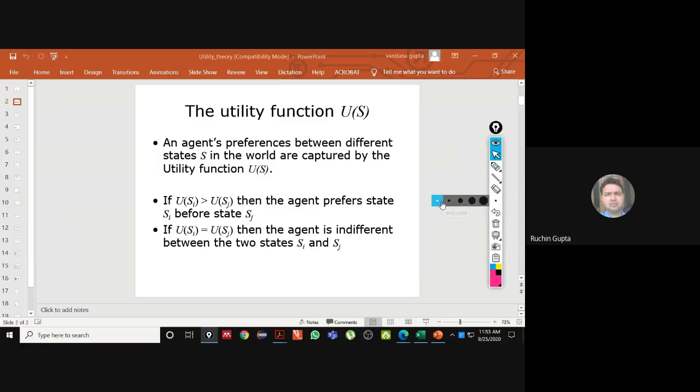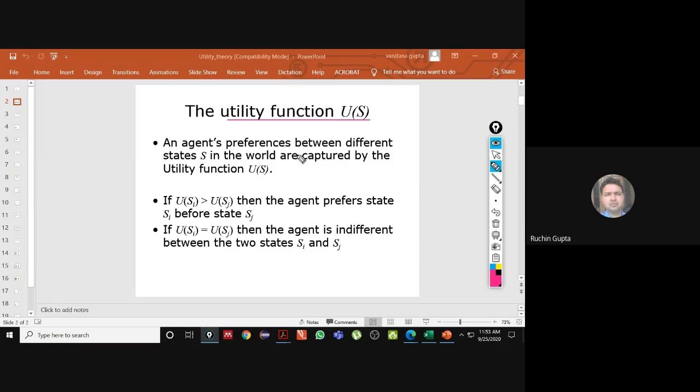So I have just explained the notion behind the utility. To specify the utility, the agent needs some utility function. We know that in case of an agent, the agent moves from one state to another state, and in each and every state, the agent is expected to take some action depending upon the inputs, depending upon the percept.